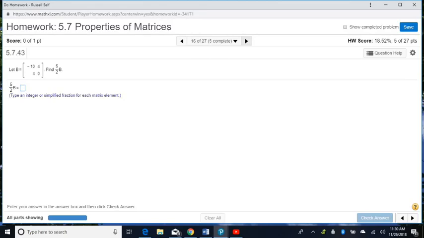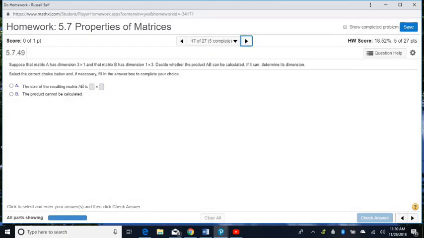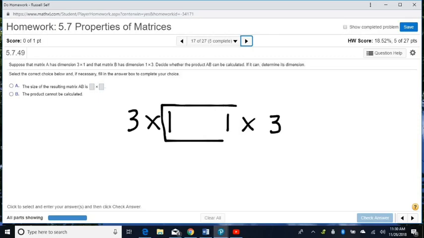All right. Let's see. What's next? Suppose a matrix A has a dimension of 3 by 1. A matrix B has a dimension of 1 by 3. Can you indeed multiply them together? Okay? So remember that in order for that to happen, so if this is a 3 by 1 and this is a 1 by 3, these two numbers have to be the same. These inside numbers have to be the same in order to multiply them together. So yes, these two things could be multiplied together.